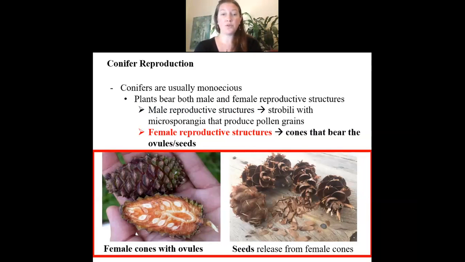Female reproductive structures have ovules and seeds that are on cones. So you can see here each of these little round things are the seeds or ovules. Kind of hard to tell which is which right now. Probably ovules because the cone is not open yet.